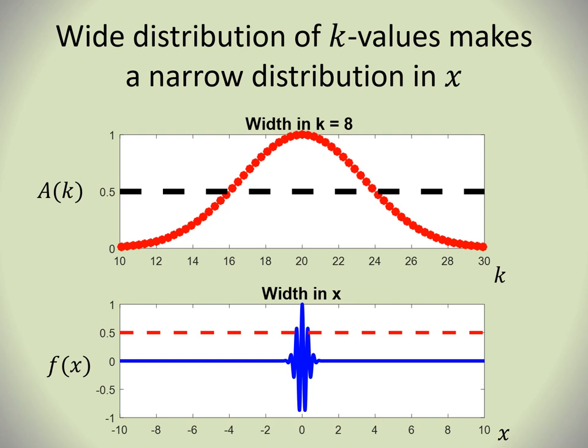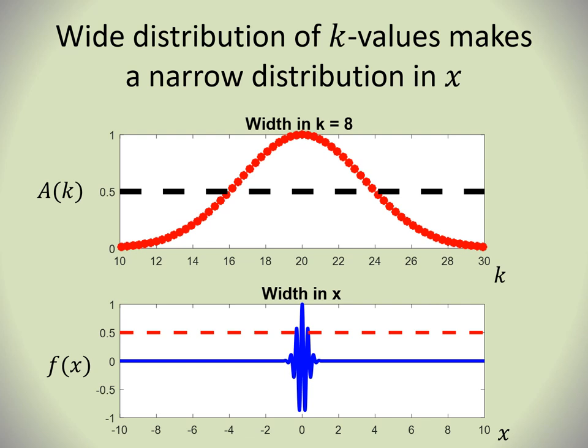The width of the amplitude distribution in the upper frame is about 8. You can see that the half maximum line is drawn in with that black dotted line. And you can see it goes from about 16 to 24. So that's a width of 8. And it makes a little wave packet that looks like that blue thing down below, which is skinny. It has a width of about 1, or maybe even less, but around 1.